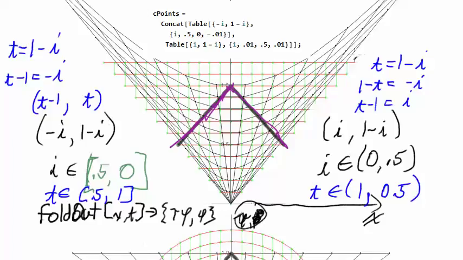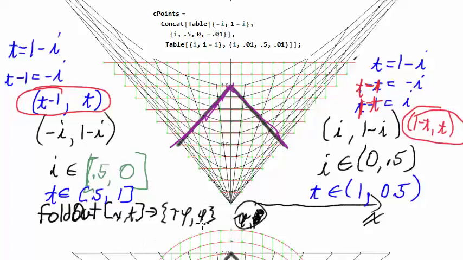Okay, I just found an error here. I meant to subtract 1. T minus 1 equals negative I, and then 1 minus t equals I. So that would give us 1 minus t comma t over here. Okay, so that makes sense. The left-hand side is t minus 1 comma t, the right-hand side is 1 minus t comma t. And both of them have t going from 0.5 to 1. It doesn't matter what order those are in.